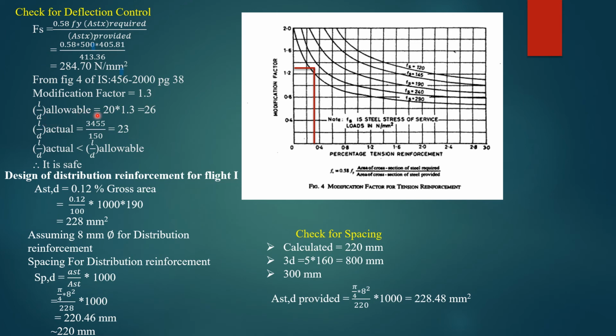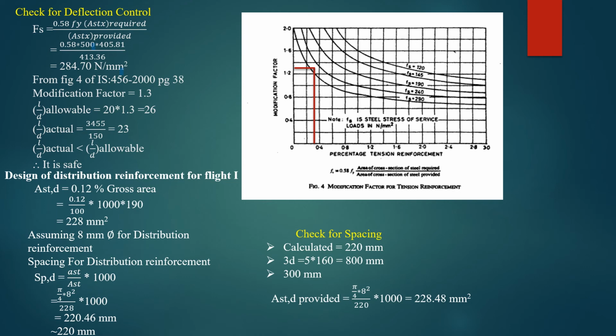After that we calculate the L by D allowable. For simply supported, it is given as 20, into the modification factor, so we got 26. L by D actual, the effective length divided by D, we got as 23. So here we can see that L by D actual is less than L by D allowable. Therefore, it is safe in deflection. Let us calculate the distribution reinforcement.